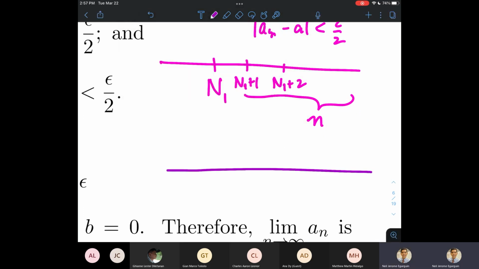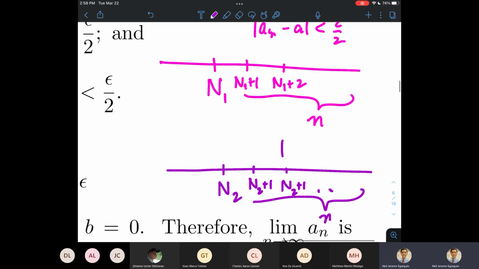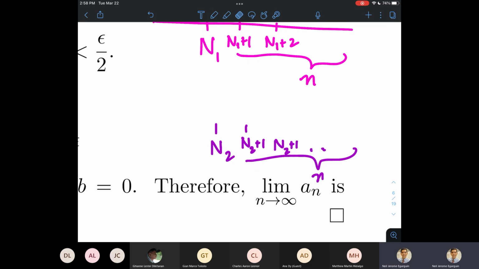pag in-apply natin yung definition nung limit, dun naman para kay B, all right? Hindi natin sure kung yung N1 na to, siya rin yung starting index that will guarantee the analogous inequality for B, all right? Posibleng meron ka diyang isang N2 such that simula kay N2, totoo itong inequality na to. All right? Para sa mga little n's na dyan, totoo yung absolute value ng AN minus B less than epsilon over 2.